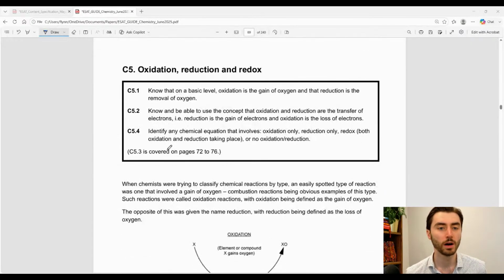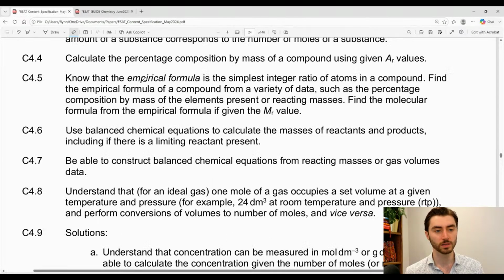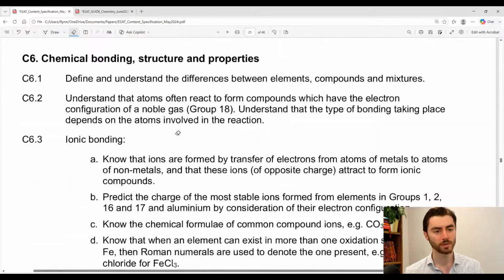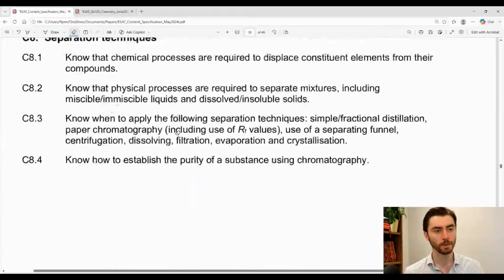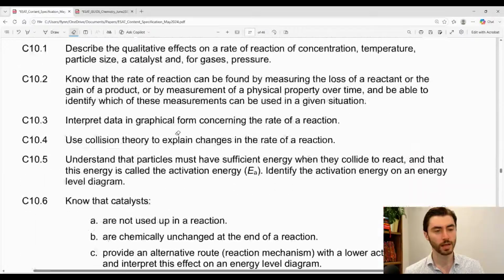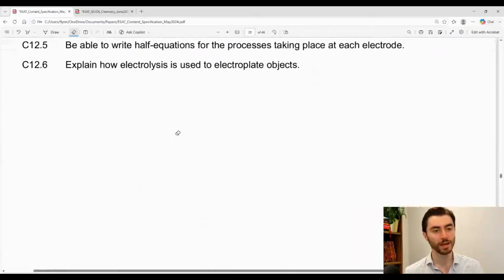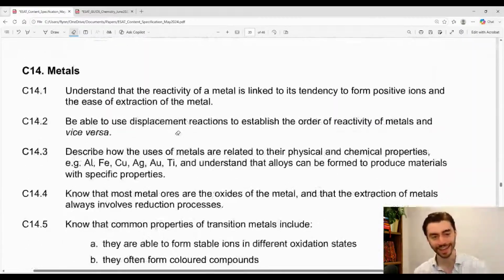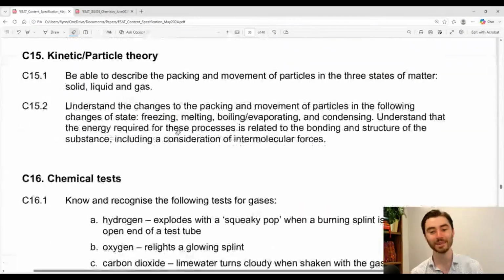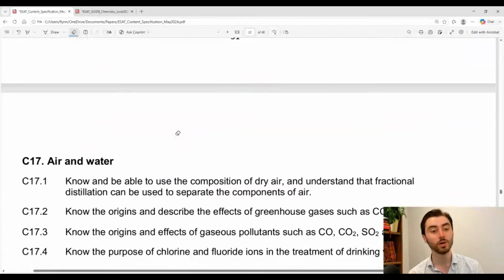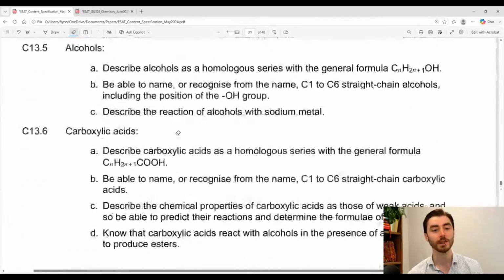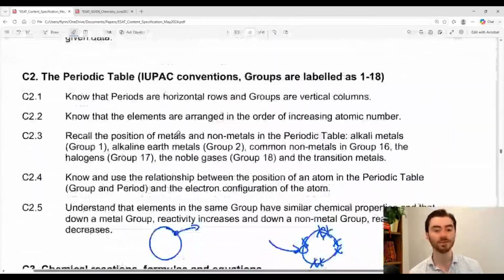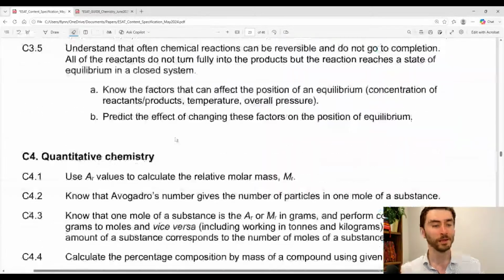All right, oxidation, reduction, and redox. So C.5. How much left of this do we have? C.5, C.6, 7, 8, 9. Damn. Looks like we're just going to be getting through this. I don't think we're going to have all the time, guys, to do a lot of past papers. There is so much in here. Maybe I should plan this a lot better. All right, let's race through.